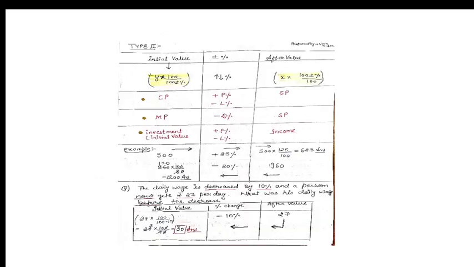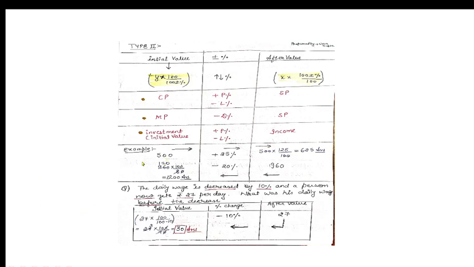Now, type 2 wealth. This type of question or this type of trick you can apply in many various topics. As you can see, it can be used in profit and loss, it can be used in the discount topic, it can be used in income and investment type questions. So I will explain with an example how you can use this trick.